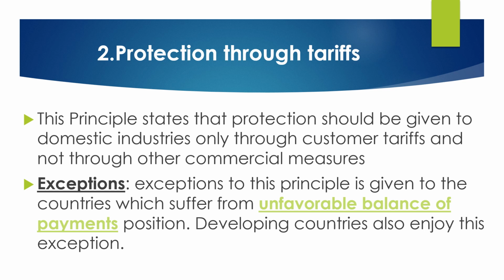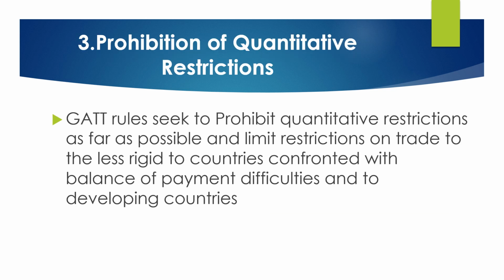The next principle is protection through tariffs. GATT gives protection to domestic industry only through customs tariffs and not through other commercial measures. It means that under no circumstances can member countries take any commercial measures except tariffs to protect their domestic industry. But certain exceptions are there for those countries which suffer from an unfavorable balance of payment position. And also, developing countries are given this benefit because they need some extra time to cope up with the other countries.